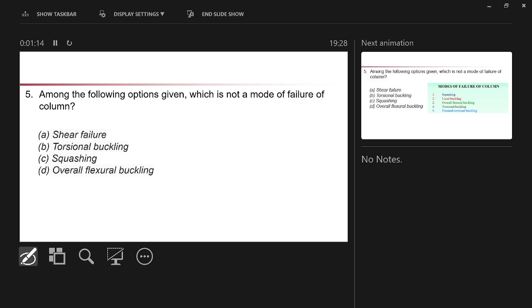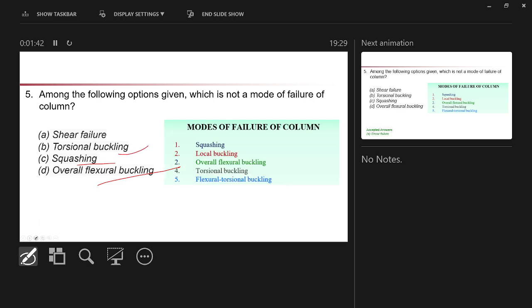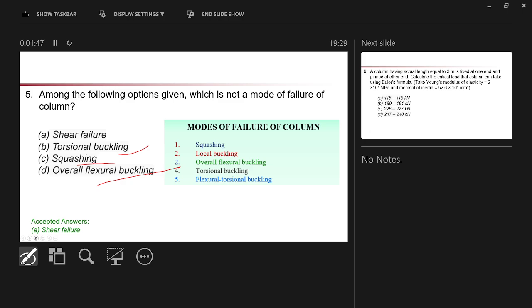Next is, among the following options given, which is not a mode of failure of column. We have seen 5 types of failure mode of column, so which of them is not? Shear failure, torsional buckling, squashing, overall flexure buckling. We started our modes of failure from squashing, flexure will be there, torsion will be there, and then flexure and torsion together. Then who is not there? Shear failure. So the answer is shear failure.